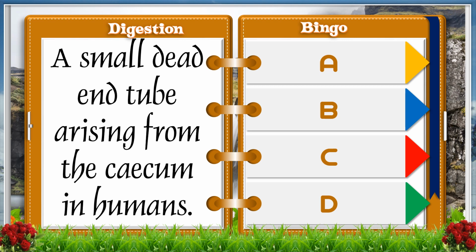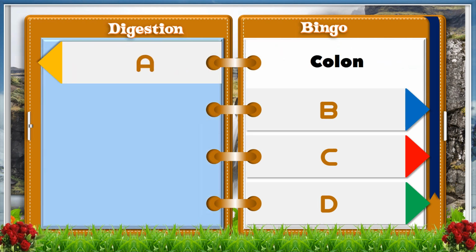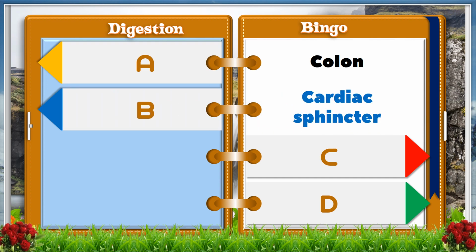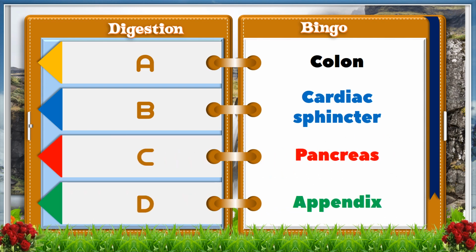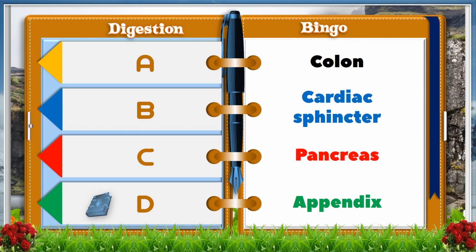A small dead-end tube arising from the caecum in humans. A. Colon. B. Cardiac sphincter. C. Pancreas. D. Appendix? And the answer is D, appendix.